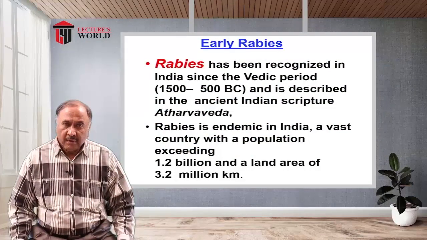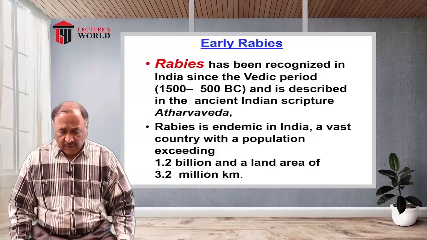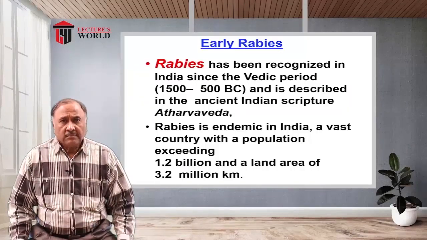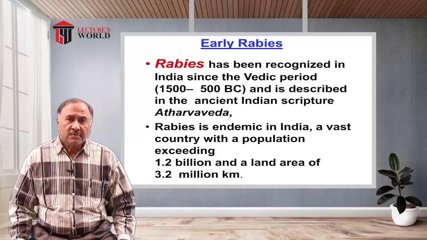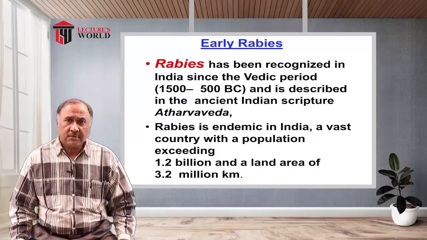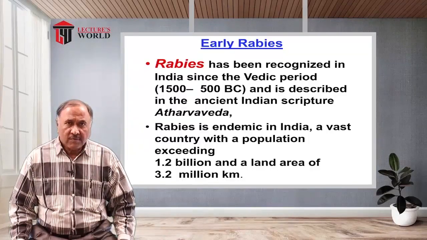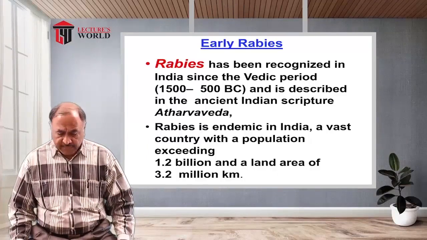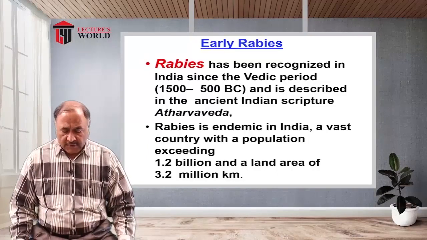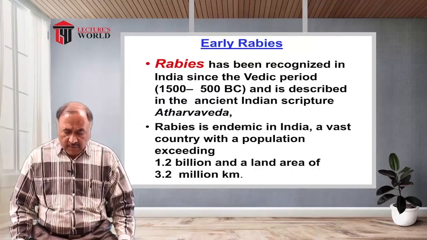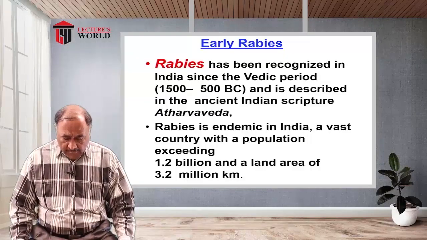Rabies. This particular disease has been recognized in India since long back, since the Vedic period, that is more than 2500 to 4000 years before. In 1500 to 500 BC, before Christ, this disease was described and can be seen in Indian scriptures. It has also been mentioned in Atharva Veda.